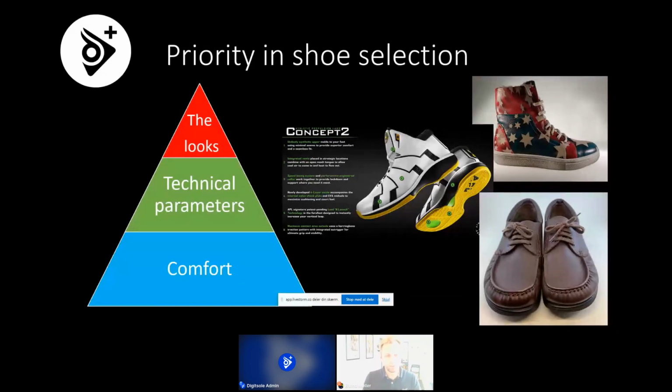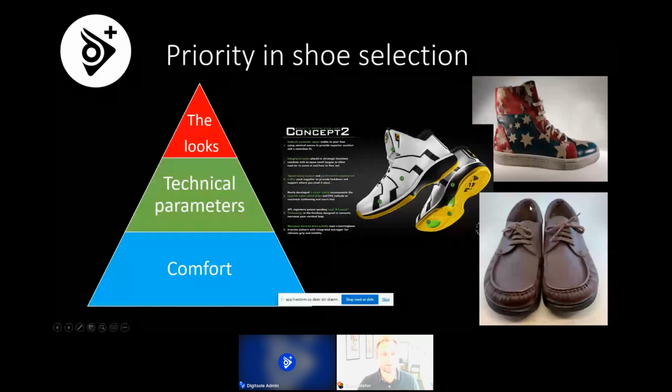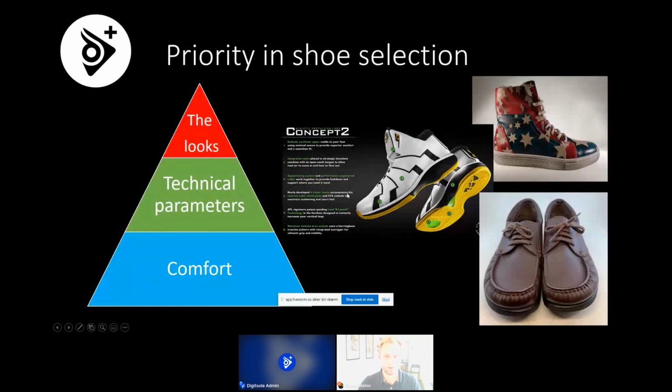So first of all, feel nice in the shoe, that you have the good comfort, and then you can put on technical parameters. And then of course at the top, it's nice to have a good look at the shoe. So that is the triangle of shoe selection priority here at the clinic. So you can have all sorts of ideas, but that is to make 3 easy steps for us to address to our clients that they should focus on and that they can remember when they go into the shop.